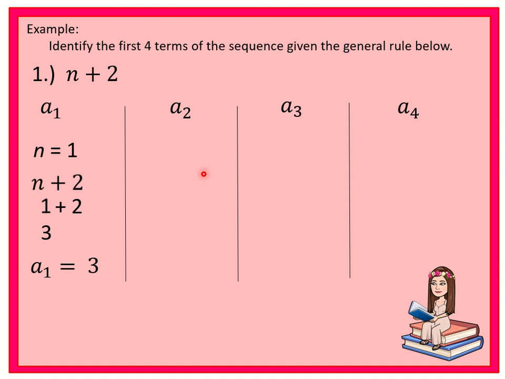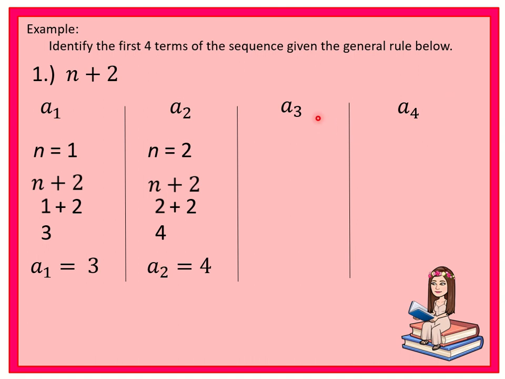Sunod, kunin naman natin ang second term. So, dahil second term, our n will be 2. Second step, copy natin yung general rule na n plus 2. Third step, substitute yung 2 doon sa n. So, imbis na n, magiging 2. Then, copy ko yung plus 2. 2 plus 2 is 4. Therefore, our second term is 4.